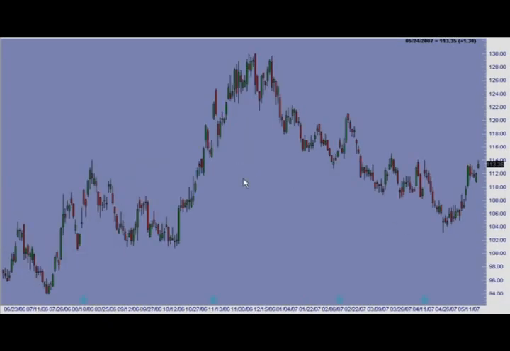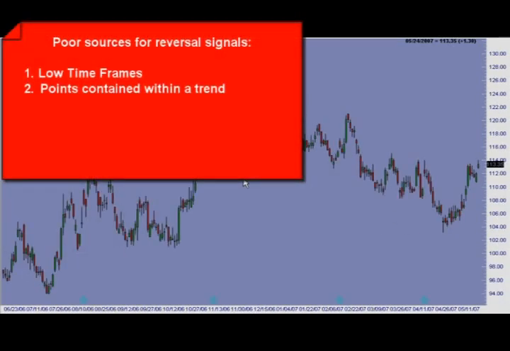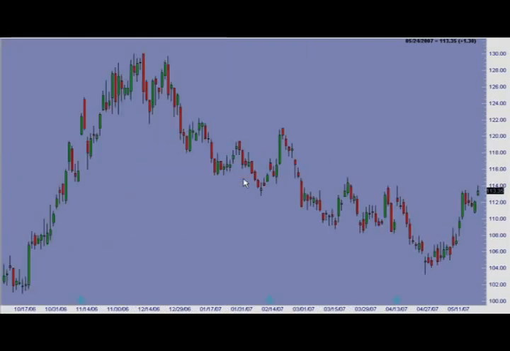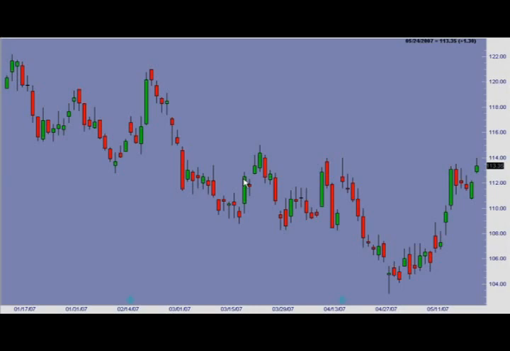Another area of concern is that of using a point that's still contained within a trend. To show you what I'm talking about, let's enlarge this chart and take a look at this point right here. Now, it's higher than the prior bar, but in reality it's still contained within the activity of this downtrend that we see right here. And yet individuals will be tempted to use this very point as a source to determine a reversal.